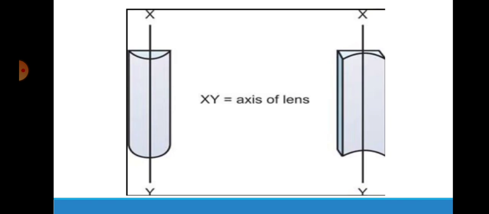Okay, so look at this picture here. The first image is a convex cylindrical lens, and the second image is a concave cylindrical lens. So what does a convex cylindrical lens do? A convex cylindrical lens converges the light rays along one meridian, and in the other meridian there is no power, that is the axis. And a concave cylindrical lens diverges the light rays along one meridian. So this is the difference between convex cylindrical and concave cylindrical lenses.